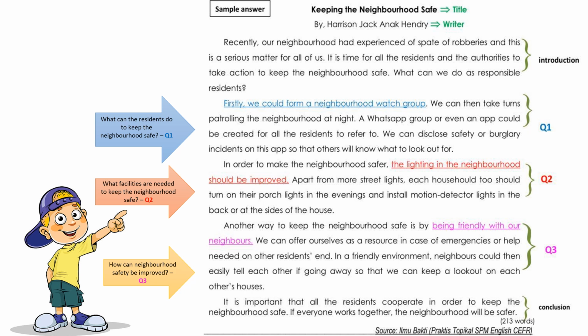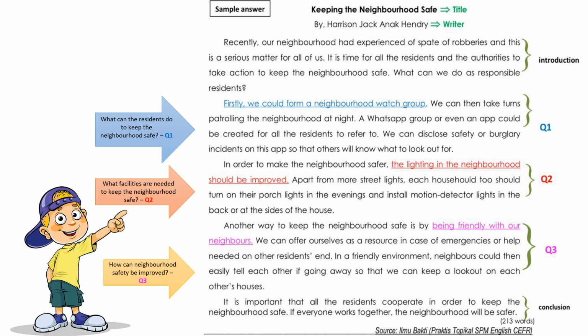Another way to keep the neighborhood safe is by being friendly with our neighbors. We can offer ourselves as a resource in case of emergencies or help needed on other residents' end. In a friendly environment, neighbors could then easily tell each other if going away so that we can keep a lookout on each other's houses.